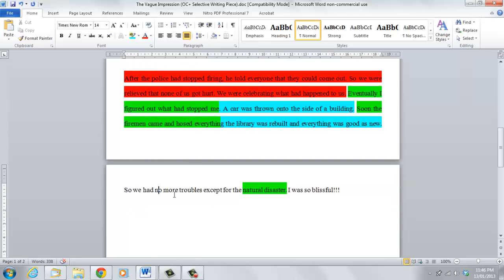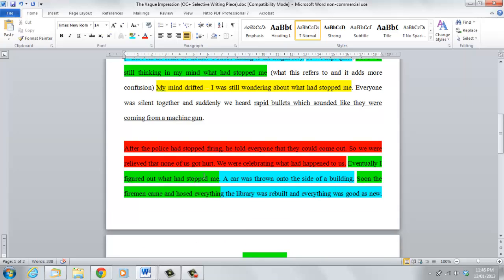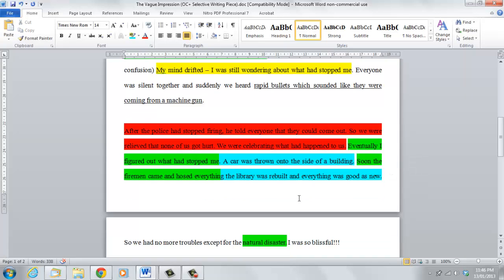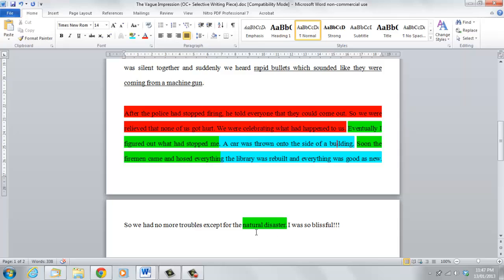And then, so we had no more troubles except for the natural disaster. So, what natural disaster is this referring to? Is this the natural disaster being the car thrown onto the side of the building? Because that's not exactly a natural disaster. There's no actual natural disaster within this whole story. So, to put it at the end puts added confusion into the story.